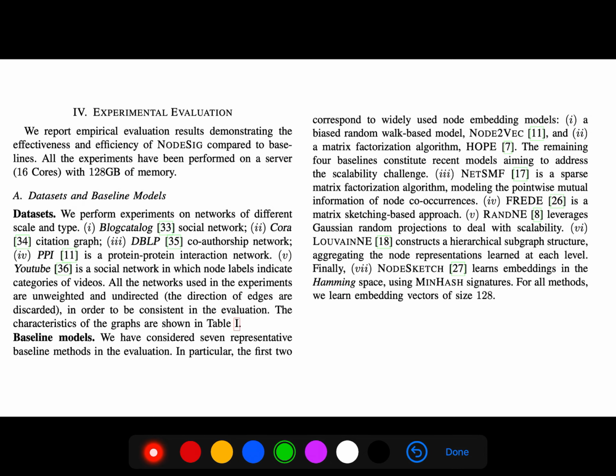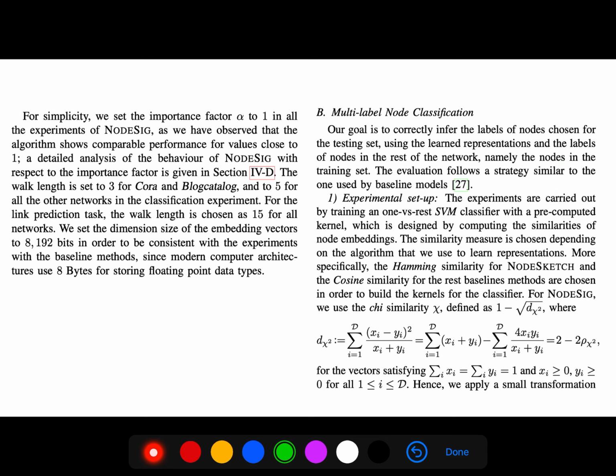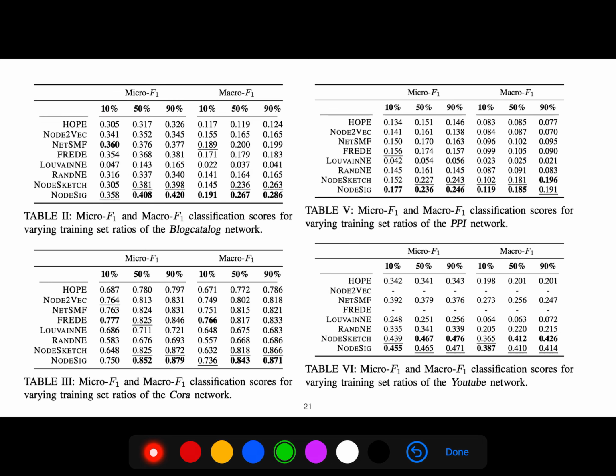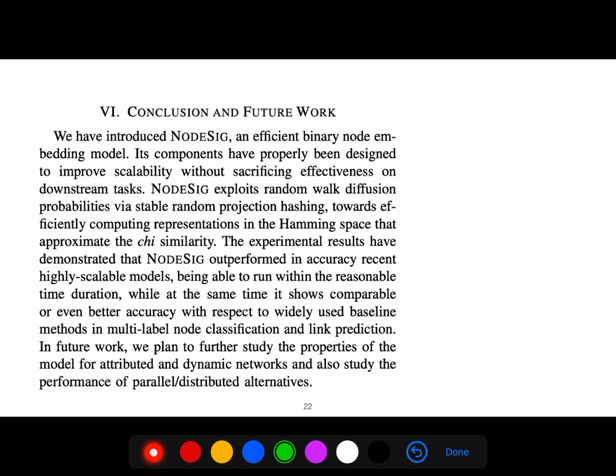And these are the data sets that they have used. And they did it for node classification, multi-label node classification. They compared different baselines, for example node2vec, which I've explained in a different video. They compared baselines with NODESIG, which is the idea of this paper. And micro and macro, as you see, they compared different because macro is more precise. And we have introduced NODESIG and efficient binary node embeddings.